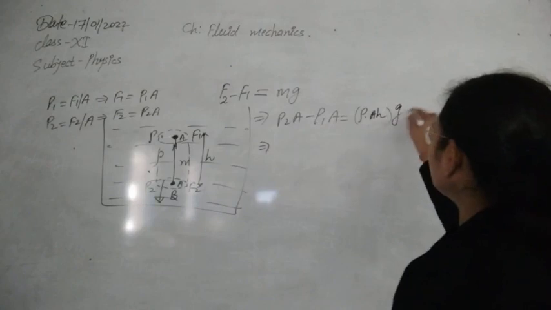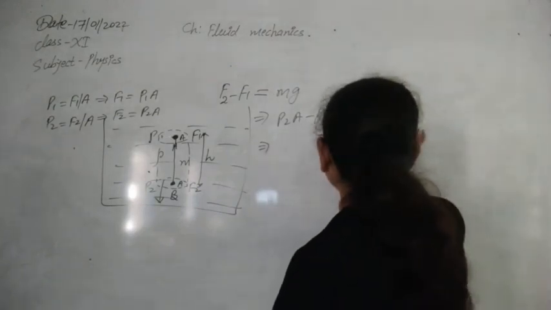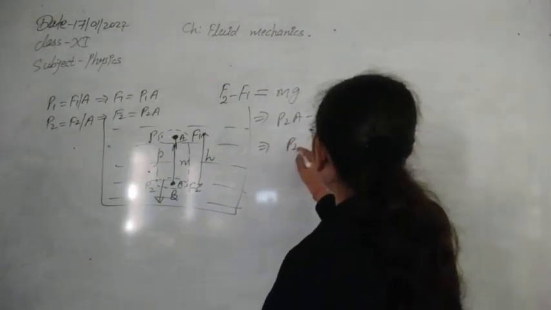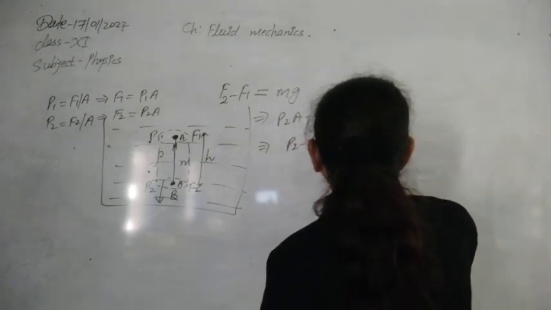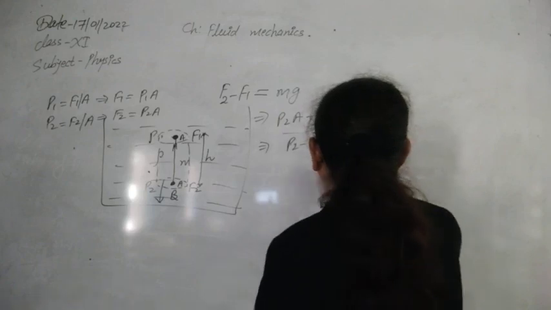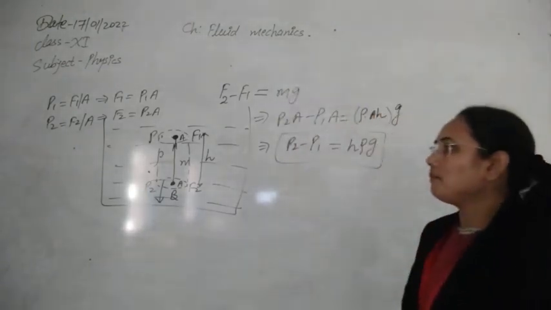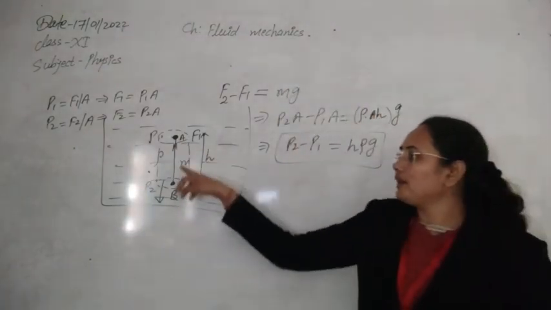Now into z we have. Here A can be calculated and that will be cancelled out from here. Finally we will get P2 minus P1. This value is equal to h rho g. So this is now the extra pressure that is applied, or that is changing from point P1 to P2.